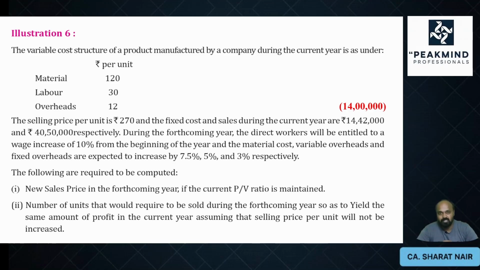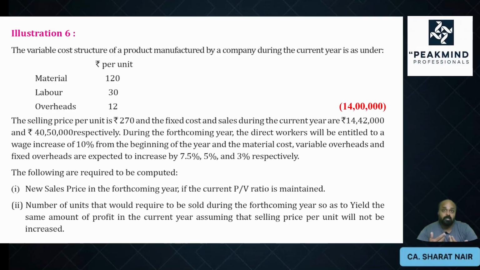The fixed cost, I believe it to be a mistake. There should have been 14 lakh instead of 14 lakh 40,000, which they have mentioned. So I have corrected that. The fixed cost we should take in the question as 14 lakh, and the sales value which they have given is 40 lakh 50,000. That is perfectly fine.